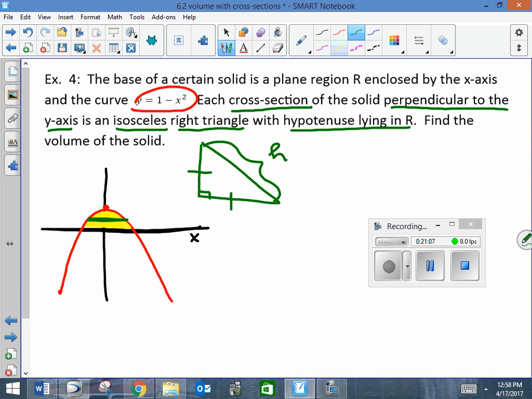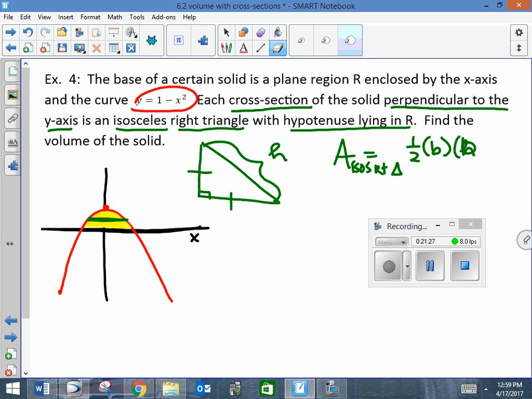Isosceles right. Isosceles means two legs are the same, right? Those have to be the two. How do we find the area of an isosceles right triangle? The base and the height are the same, right? Because they're isosceles. So I'm going to just do B squared. So this is a B, this is a B. Now when you're looking at this right triangle, this piece right here is a hypotenuse.